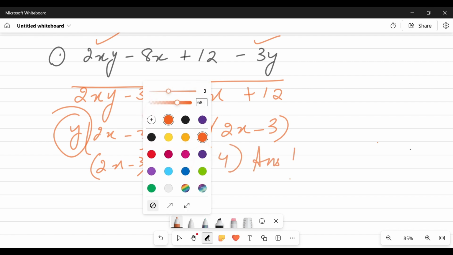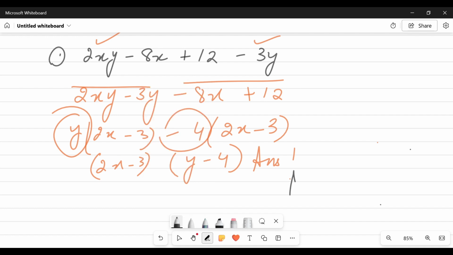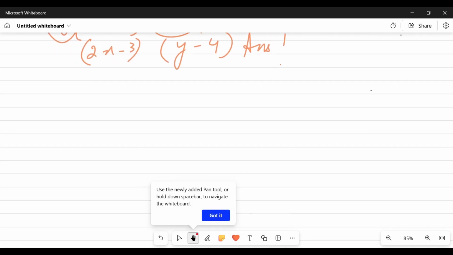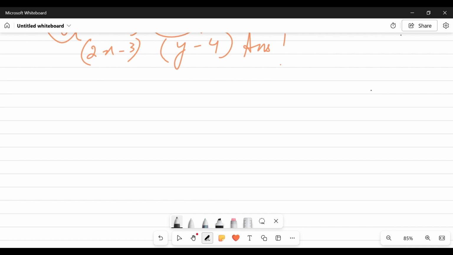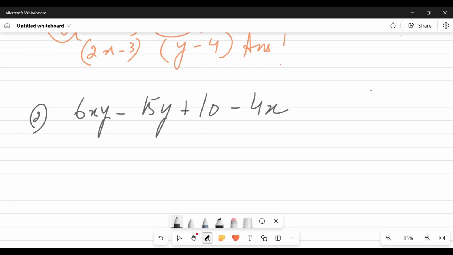Now next question. Sorry, question 2. 6xy minus 15y plus 10 minus 4x. Now here, see, both the brackets must be similar. So 6xy minus 15y. If I will not arrange them, the bracket won't come same, like the negative part will not come same here.